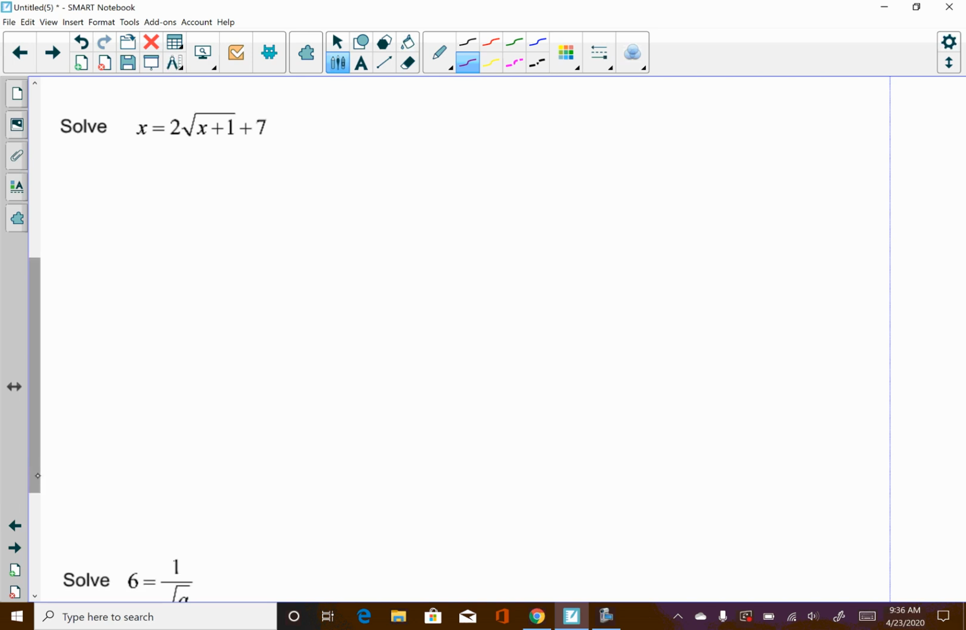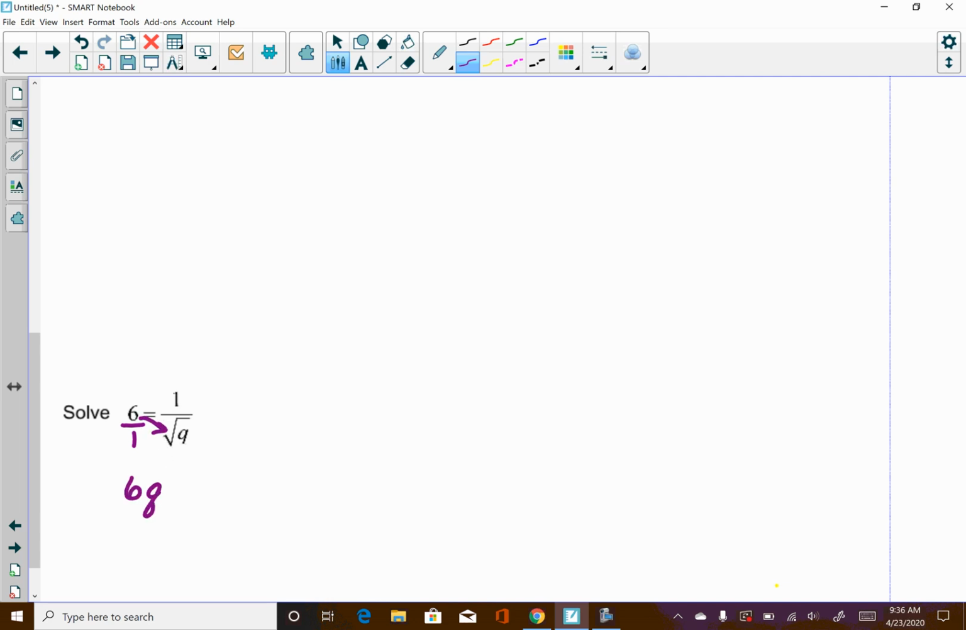So I'll look at the last one because it's a little different, even though it doesn't look like it's a hard problem, and it's really not, but it's different. So let's go ahead and do this last one. You're trying to solve for this q down here. So what I would recommend is let's just put a 1 underneath that 6 and cross multiply. So 6 times the square root of q is 6 square root of q equals 1 times 1, which is 1.